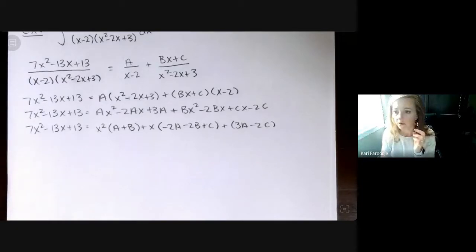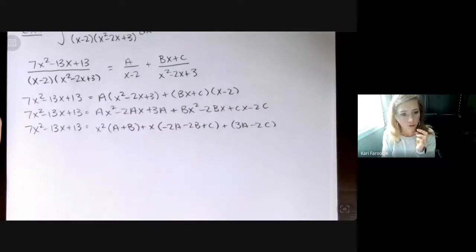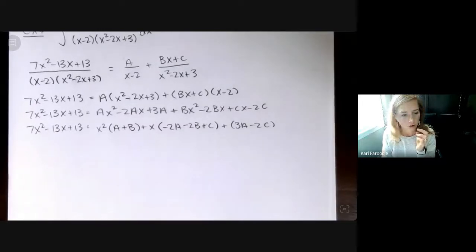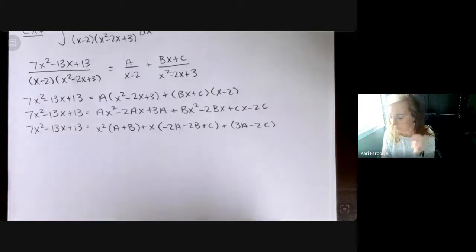Let's see if I can focus this even better. I swear it looks different depending on whether it's on Google Meet or on my application. That's as good as it's going to get. Okay.